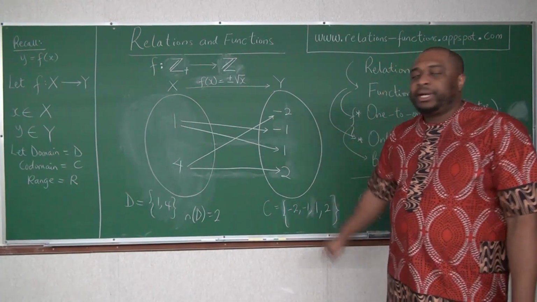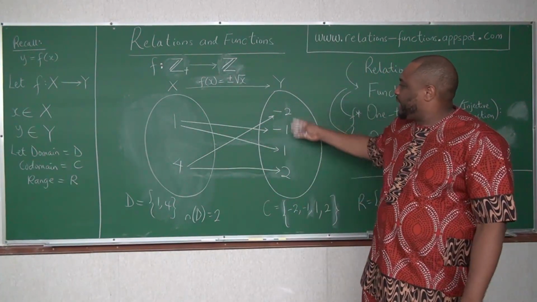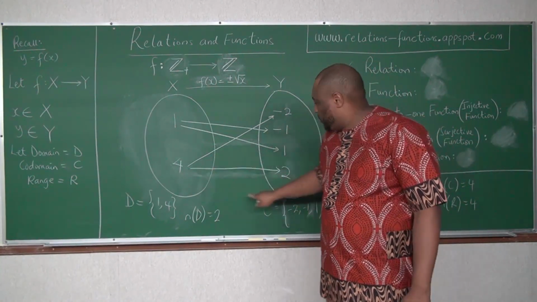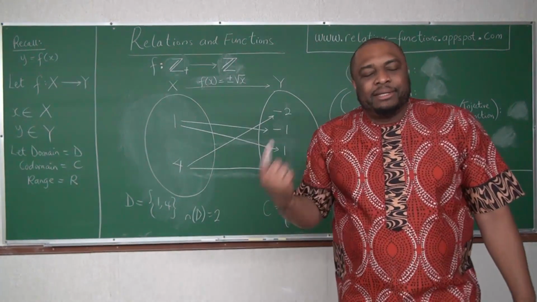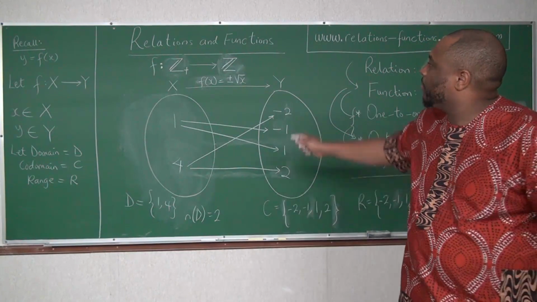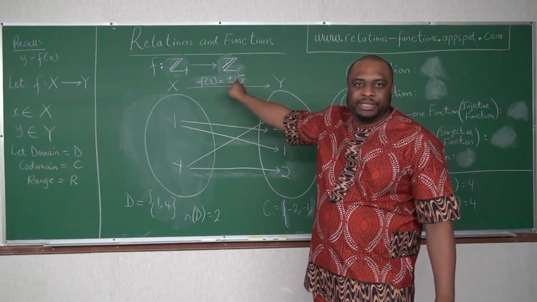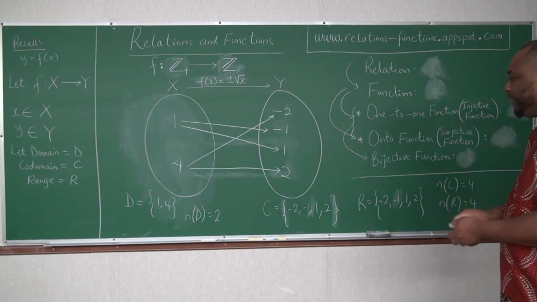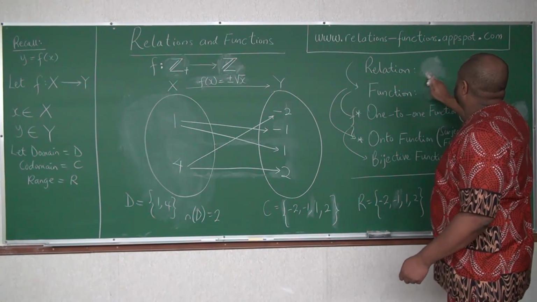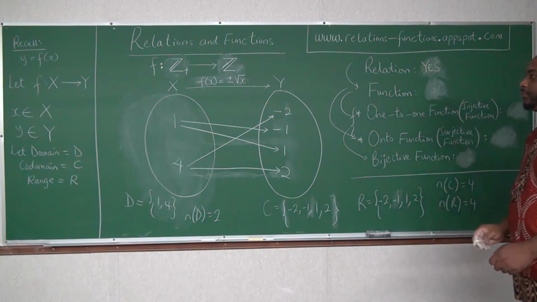Image. Okay, the image of this is this. So these are the images here. The image of 4 is negative 2, and the image of 4 is 2. It's still output. The output of 4 is negative 2, the output of 4 is 2, for this rule. So, is this a relation? Yes, it is a relation.